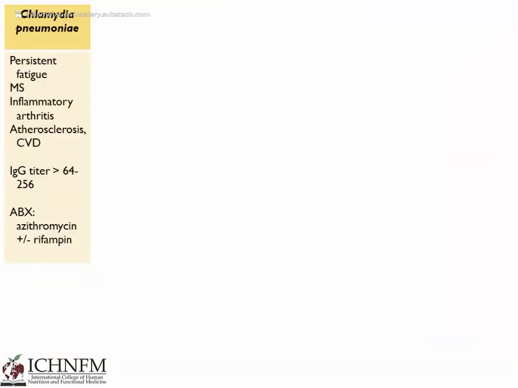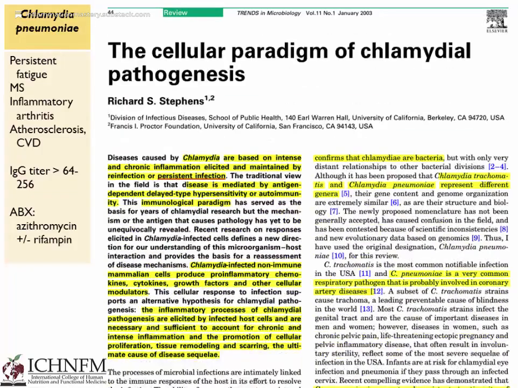So let's start by taking a look at Chlamydia pneumoniae, again associated with persistent fatigue, multiple sclerosis, inflammatory arthritis, atherosclerosis, and cardiovascular disease. We're going to go through those disease associations first, then we'll look at the research supporting the interpretation of this IgG titer and then we'll talk about the use of azithromycin and rifampin.